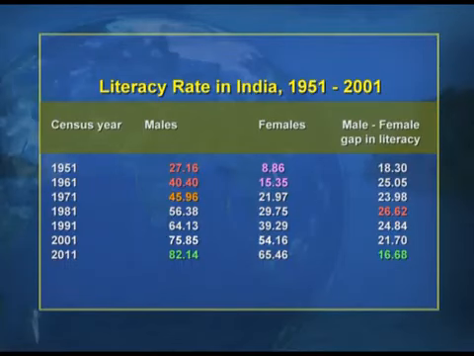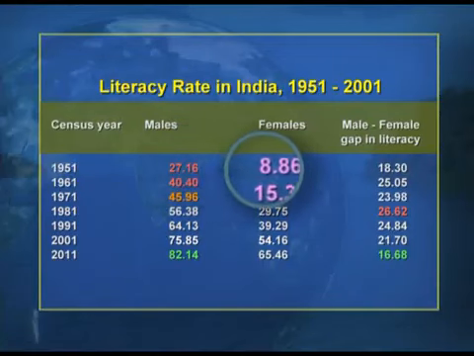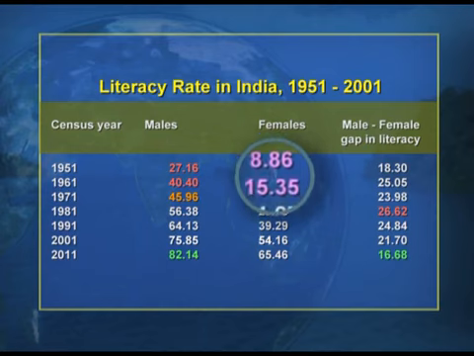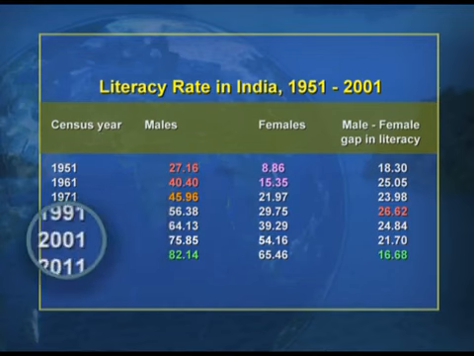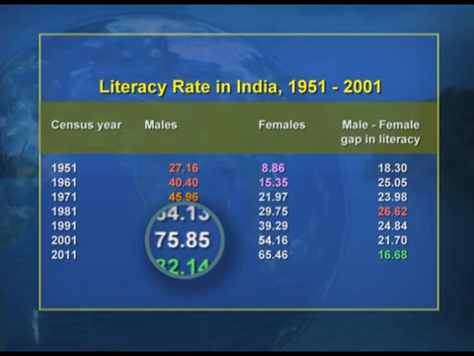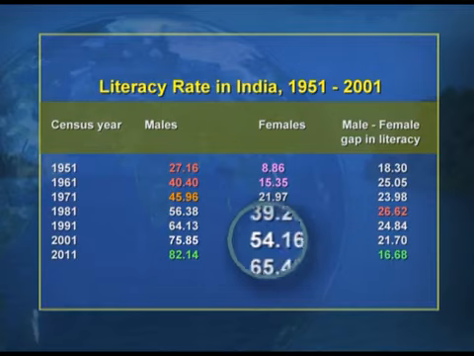If you look at the screens, you can see the literacy rates in India for the years 1951 to 2001. If you just look at the table, for the year 1951, the male literacy rate in India was 27.16%, whereas for the females in the same year, this was only 8.86%. Over the years, if you see in 2001, this has gone up to 75.85 for the males, and for the females this is 54.16.